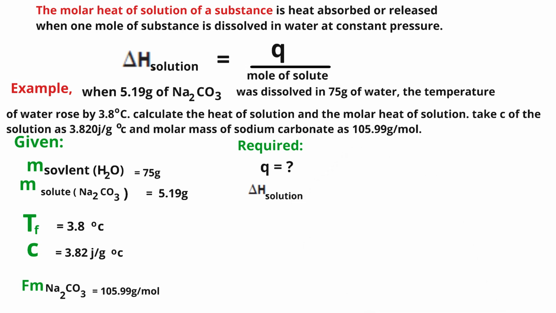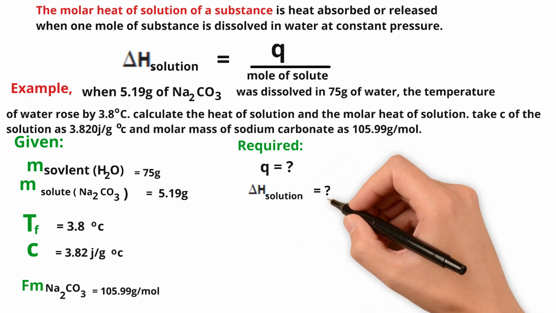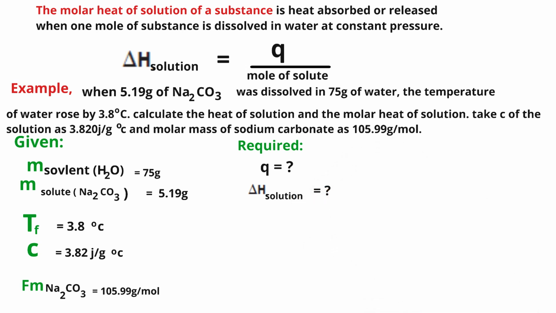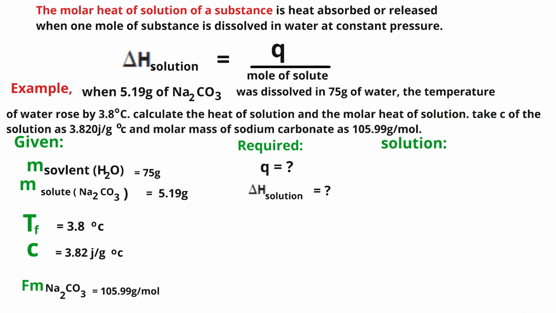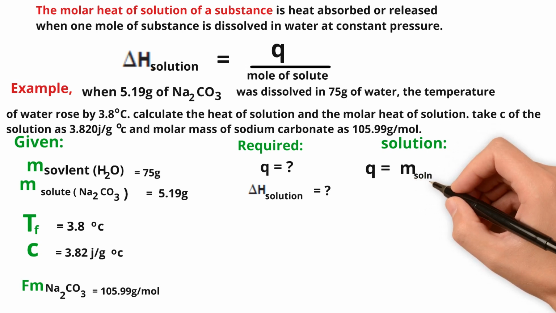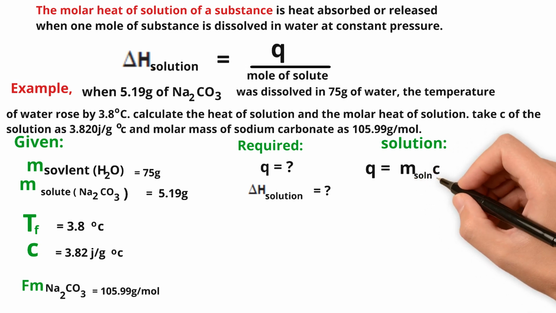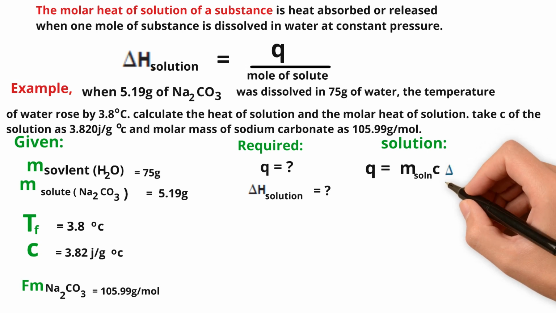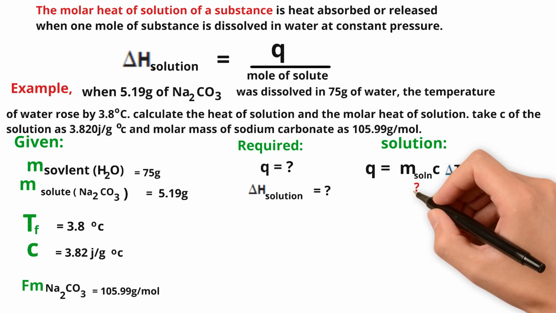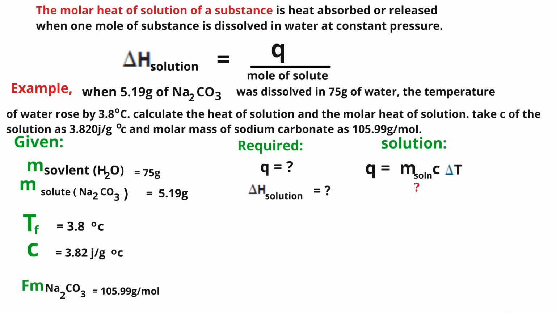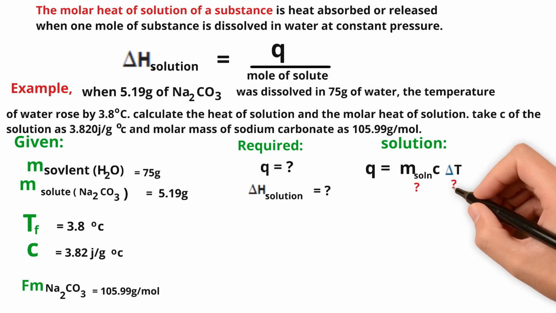Now, solution. The mathematical definition of heat of a solution is equal to mass of a solution times specific heat of a solution times change in temperature. The question here is how can we calculate mass of a solution? And the second question here is how can we determine change in temperature? First, let us calculate mass of a solution.